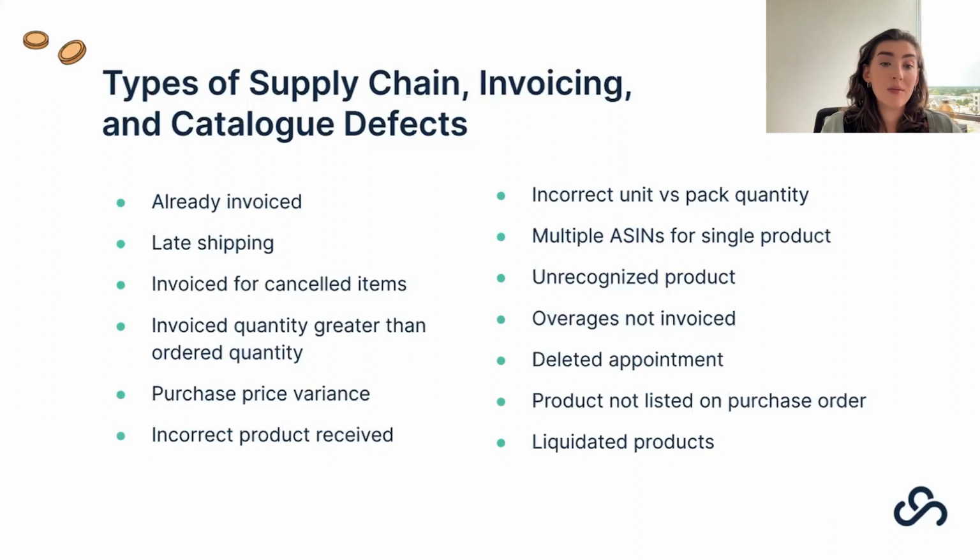Another one is invoice quantity is greater than the ordered quantity. I kind of alluded to that earlier. Another way to refer to that is an overage. Purchase price variance is included in here as well. That's going to be a difference in what the purchase price is supposed to be. Maybe the PO says one thing, but the invoice says another. That's just another place where you need to make sure that the catalog setup is correct. Incorrect product received, that makes sense.